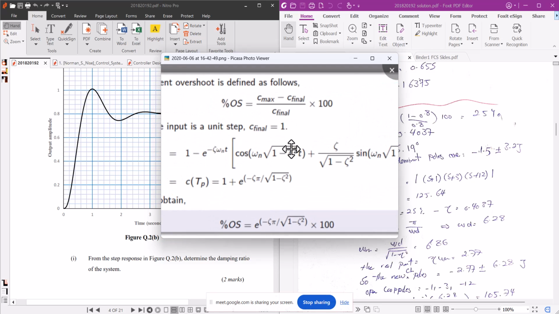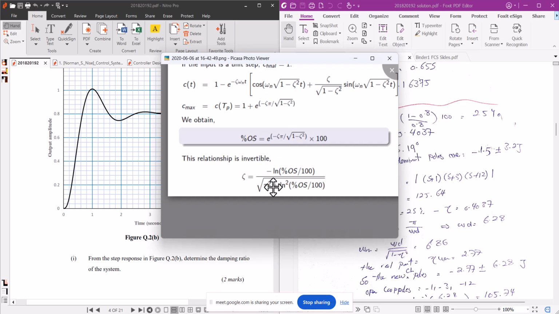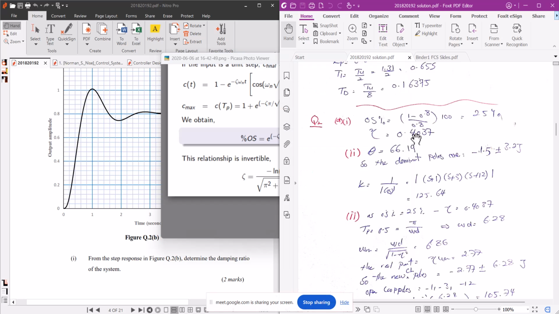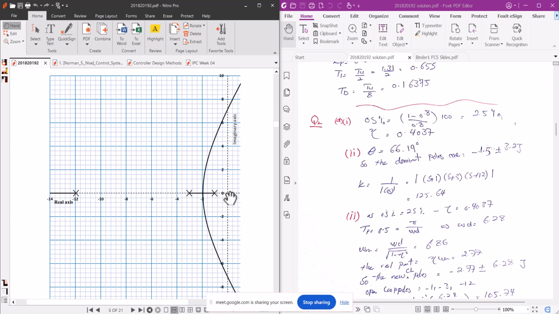Which formula will we use? We will use this formula: zeta equals minus natural log of percentage overshoot over 100, divided by the square root of pi square plus ln square of percentage overshoot over 100. So put your 25 here and then calculate zeta. It will become 0.4037. I did this with a calculator. Now take its cos inverse and you will get theta, that is 66.19. At 66.19 you will get the dominant poles, like here.